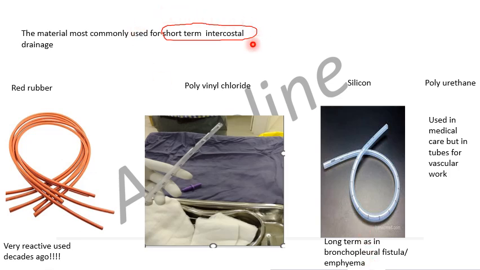So the question here was short-term intercostal. Keep that in mind. Polyurethane is a material used. It is biocompatible, but it is not used for intercostal tubes. It is used for vascular tubes used in cardiovascular surgery. So the material most commonly used for short term will be polyvinyl chloride, and for long term will be silicon, red rubber and polyurethane. Red rubber given up and polyurethane not used. Red rubber was used when I was a PG, that was about 40 years ago.